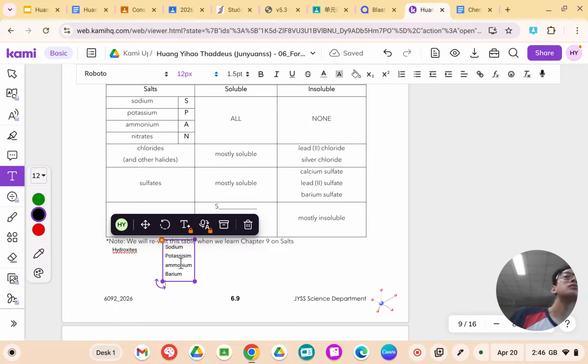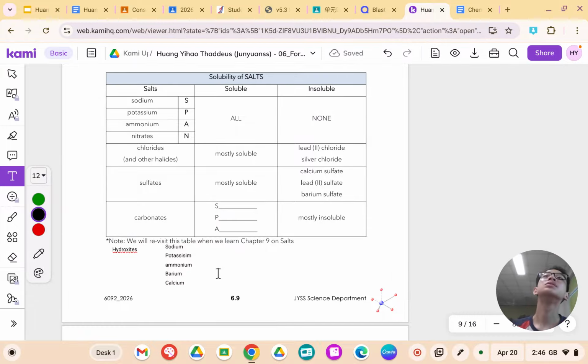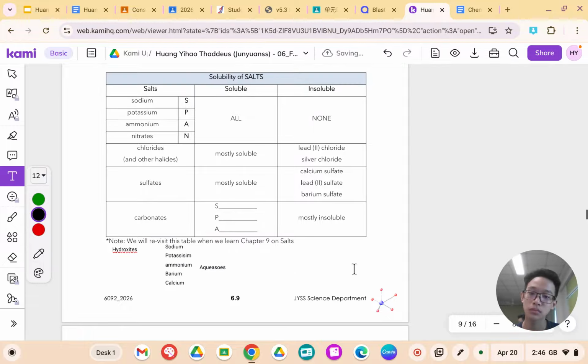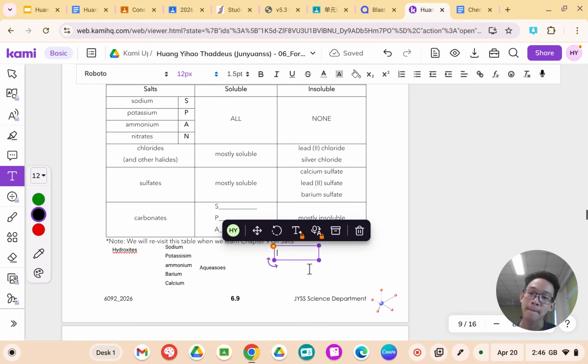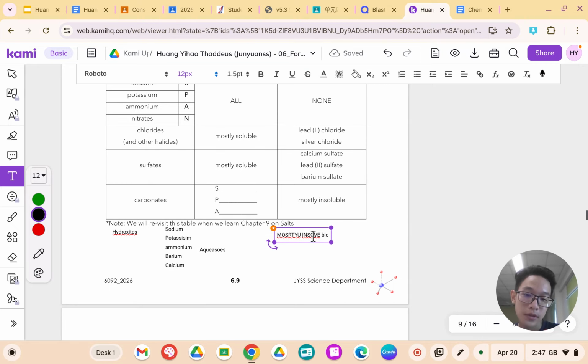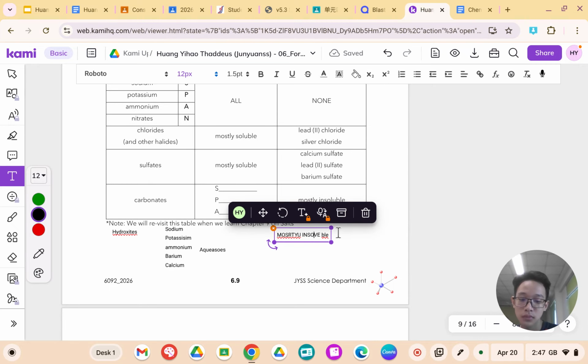So this one put in your blue form. Then the rest are mostly insoluble. So I repeat again, ammonium hydroxide usually we call it aqueous ammonia. We'll come to it more again when we go to the topic on acid bases.